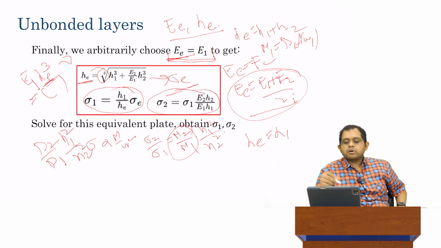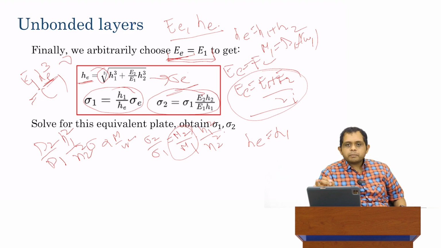Sigma 2 is equal to sigma 1 E2 H2 divided by E1 H1. For the sake of time, I'm not going into every detailed calculation of this, but I hope I've explained the procedure to get this formula in a simple enough way that you can do this on your own. Please do this derivation on your own. That's the only way you'll fully understand what exactly we're talking about.